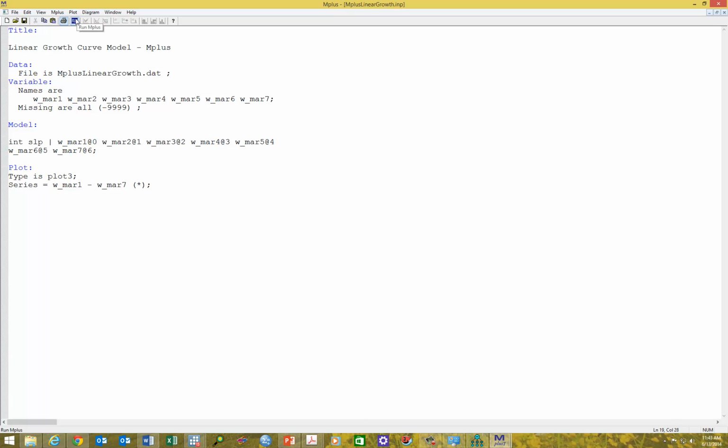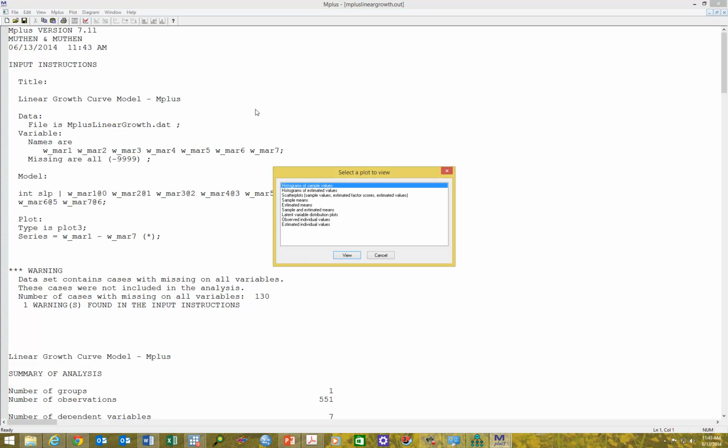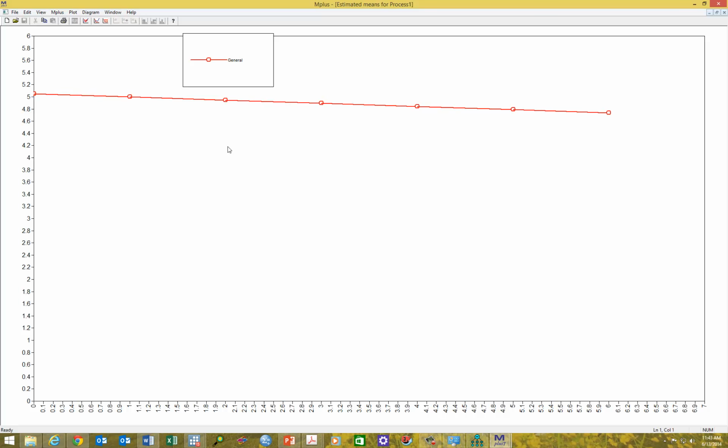So now let's go ahead and run this. We'll first save it, then run it, and now you can see up here we have our graphs, and we can look at our estimated means. So the estimated means at each of those 7 time points, and you can see the decline there. So it starts at just above 5 and then declines to just below 5. So that's how you'd look at plots in M+. And this is going to be a little more useful to us, especially as we look at quadratic models and as we get into mixture modeling. So that's the tutorial for a latent variable growth curve model using M+.